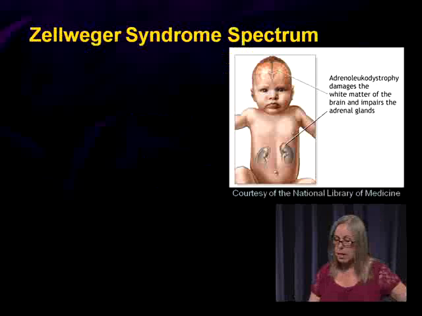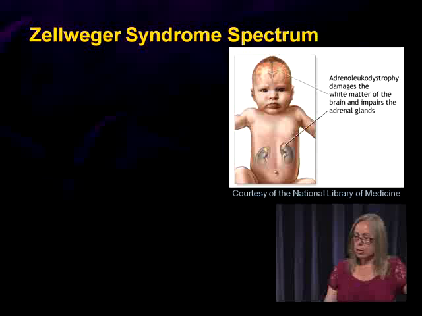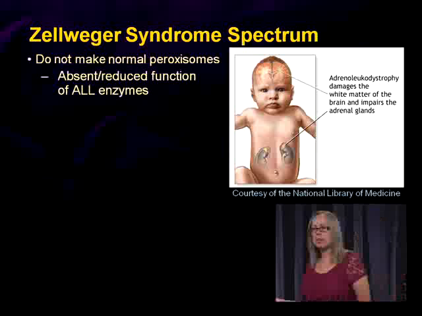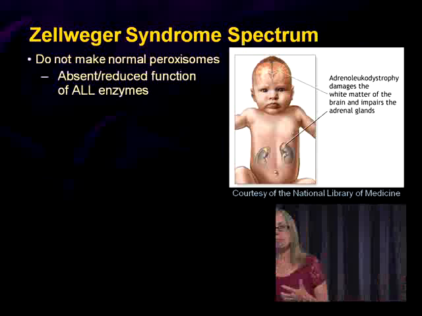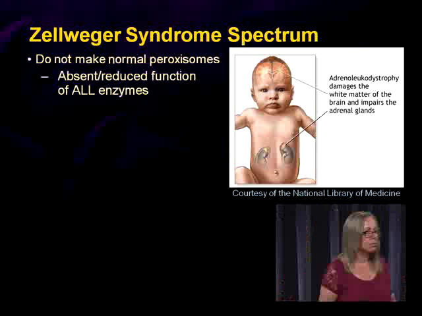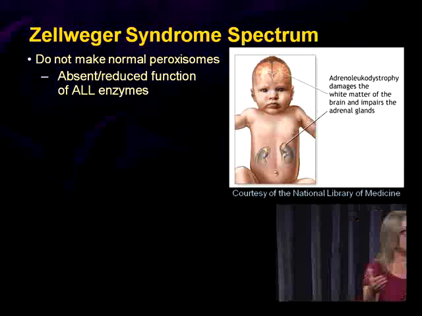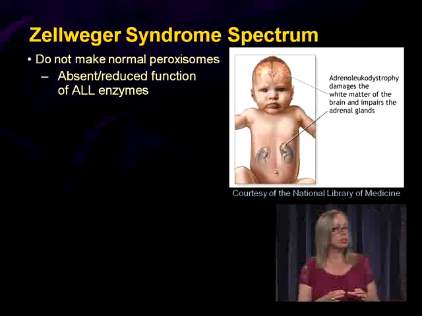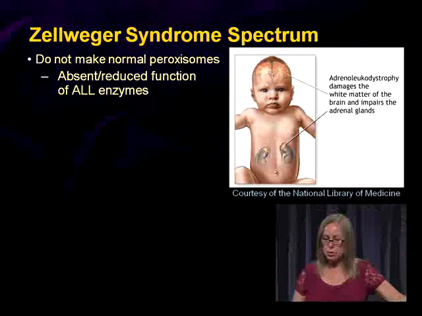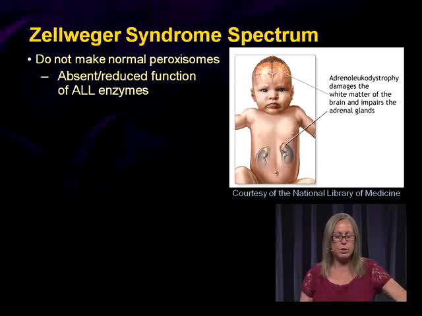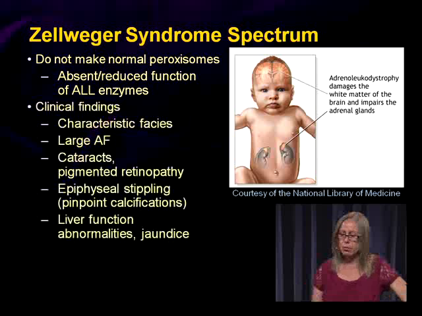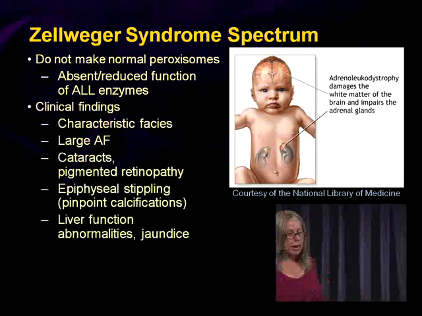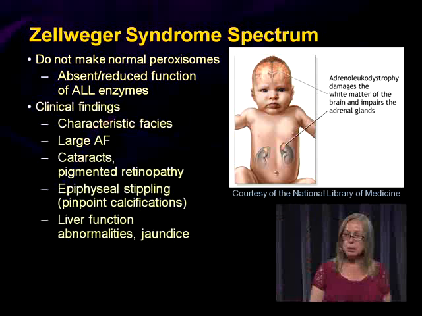So the one that you run into the most is the Zellweger spectrum disorders. And in this case, you don't make normal peroxisomes. So anything that was supposed to happen in the peroxisome isn't going to work. So it's not a problem of any of those enzymes that are important in the peroxisome, but if the bag can't be put together, nothing that was supposed to be in the bag is going to work well. So you see absent or reduced function of all enzymes that go into the peroxisomes. They have characteristic facial features, a large anterior fontanelle, cataracts, a pigmented retinopathy, epiphyseal stippling, liver function abnormalities, and jaundice.